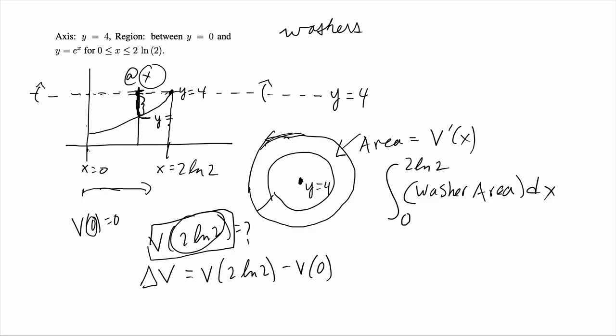Well, the y value on this curve at an x value is e to the x. That curve's y equals e to the x. So the distance from y equals 4 to y equals e to the x, those are different. You have a number line with y equals 4 and y equals e to the x, two different points. How do you find the distance between them? You subtract them: 4 minus e to the x. So the radius right here is actually going to be 4 minus e to the x.